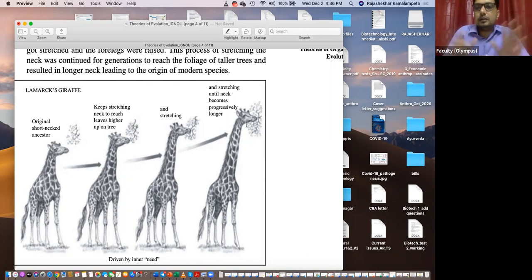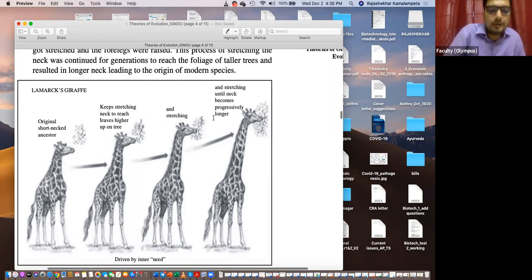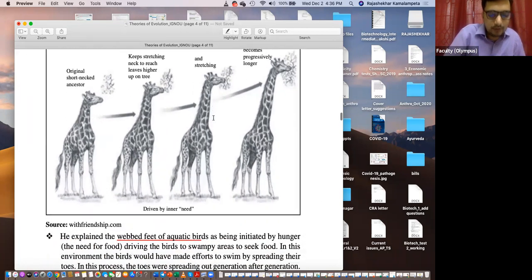And the stretch caused the change. Because in the absence of a lot of other information, this made sense. So that's how modern species have been created, driven by inner need.